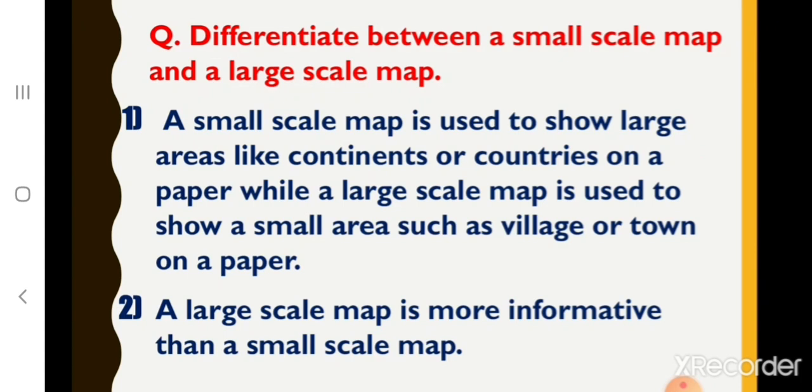Now children, let's differentiate between a small scale map and a large scale map. First point, a small scale map is used to show large areas like continents or countries on a paper, while a large scale map is used to show a small area such as a village or town on a paper. Second point, a large scale map is more informative than a small scale map. In this way, we can differentiate between a small scale map and a large scale map.